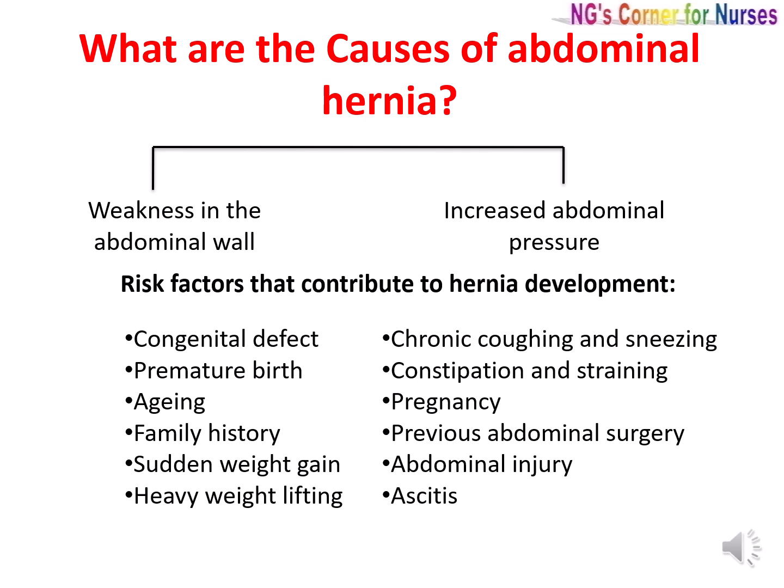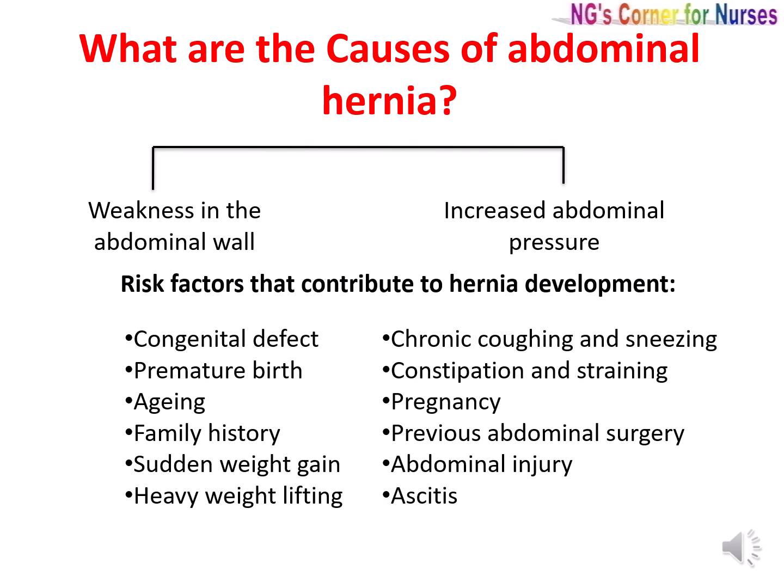Next is heavy weight lifting. Straining while lifting heavy objects can put stress on abdominal muscles and increase the risk of hernia. Next is chronic coughing and sneezing. Persistent coughing, especially from conditions like COPD, can increase intra-abdominal pressure and weaken the abdominal wall. Next is constipation and straining. Straining during bowel movements can also increase abdominal pressure and that leads to hernia.